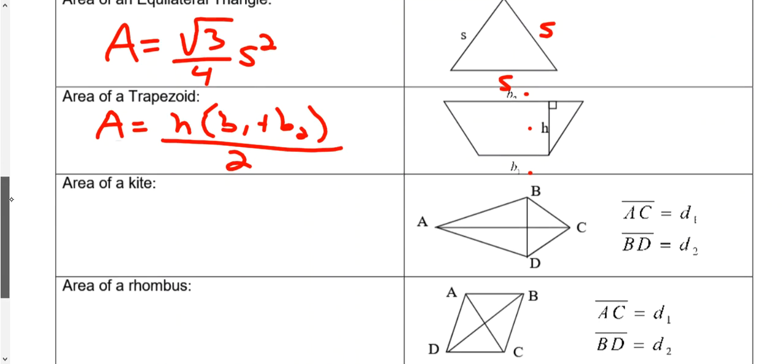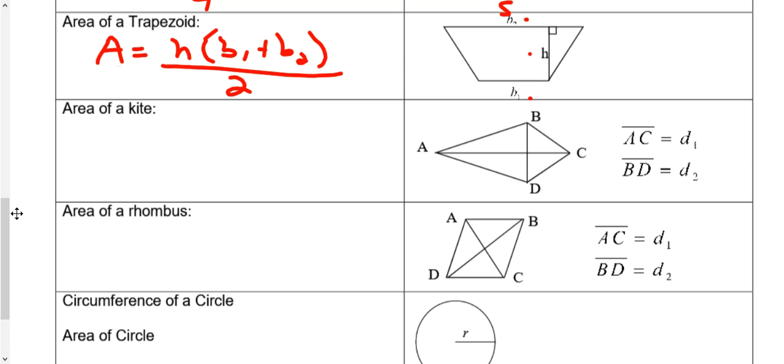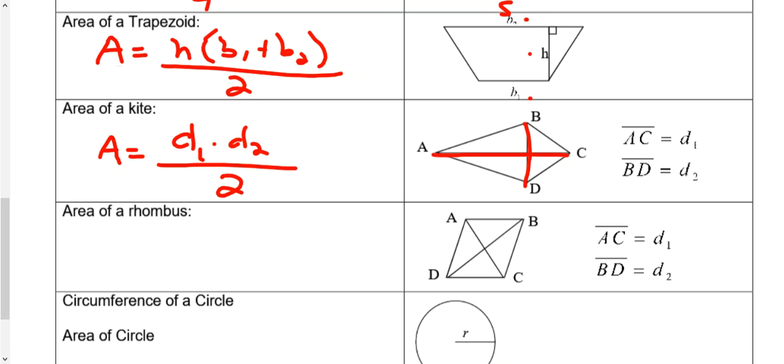For a kite, as you can see, AC is one diagonal, BD is another diagonal in this kite. So the area of the kite is diagonal 1 times diagonal 2 divided by 2. Notice this one has nothing to do with the sides of the shape. It just has to do with the diagonals.